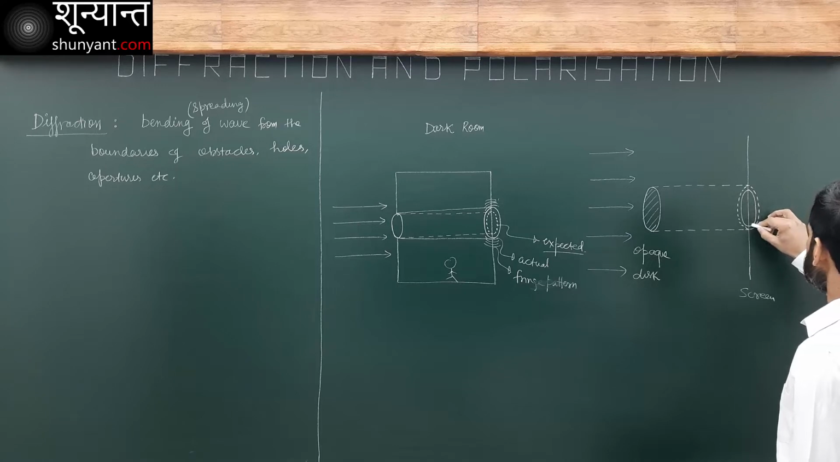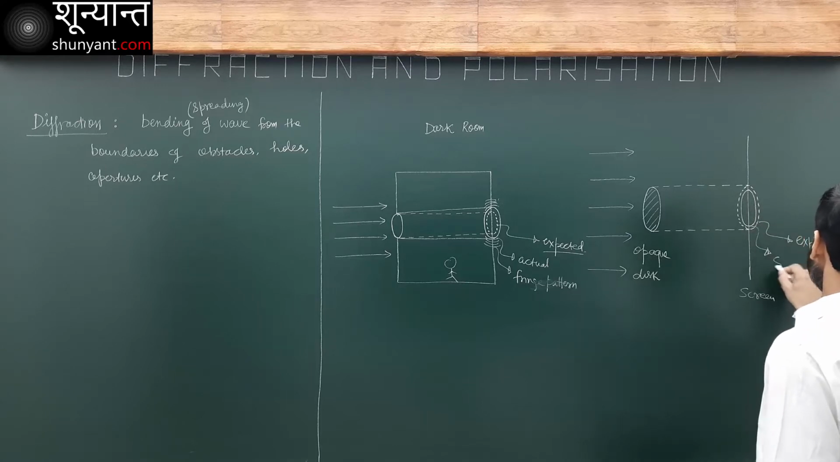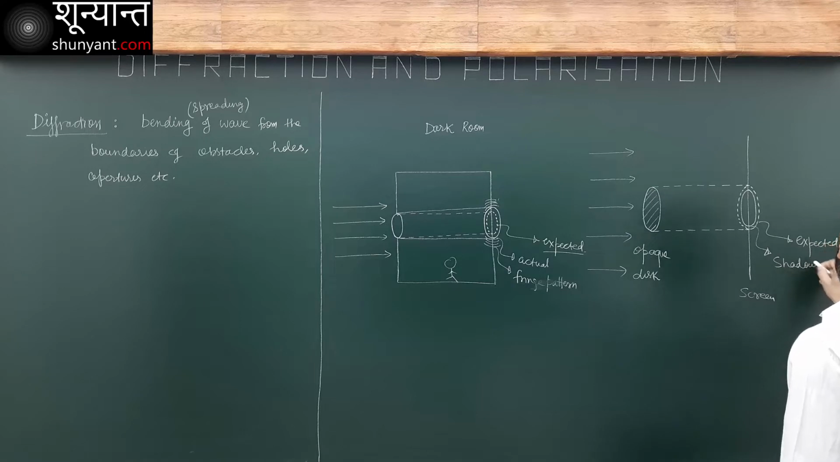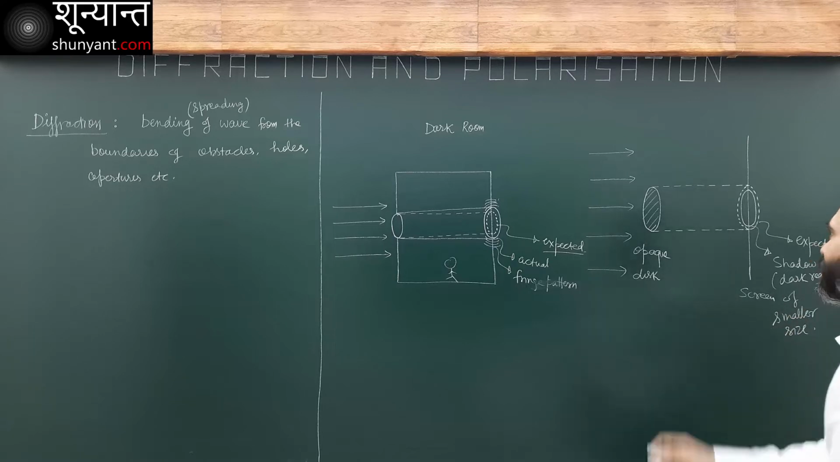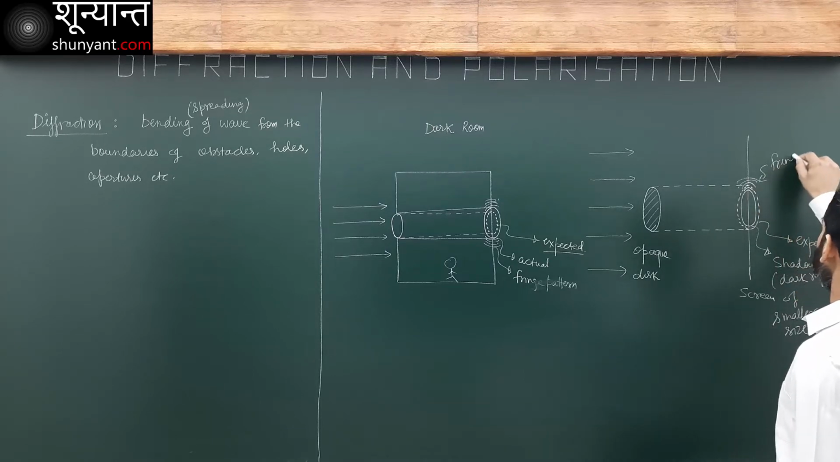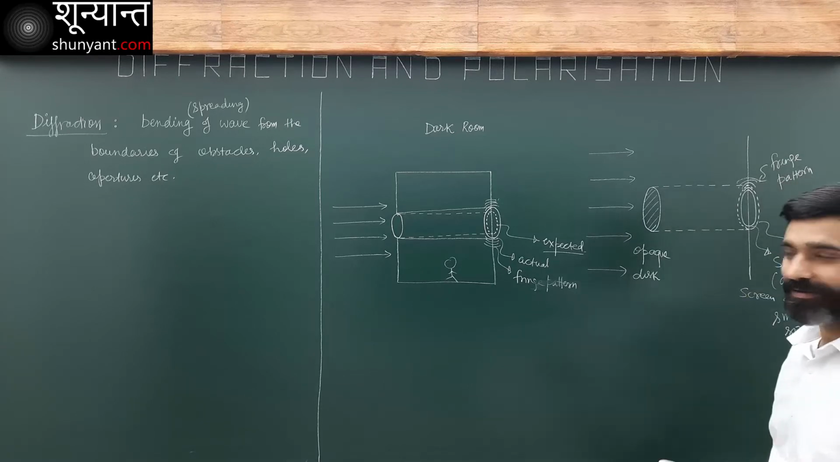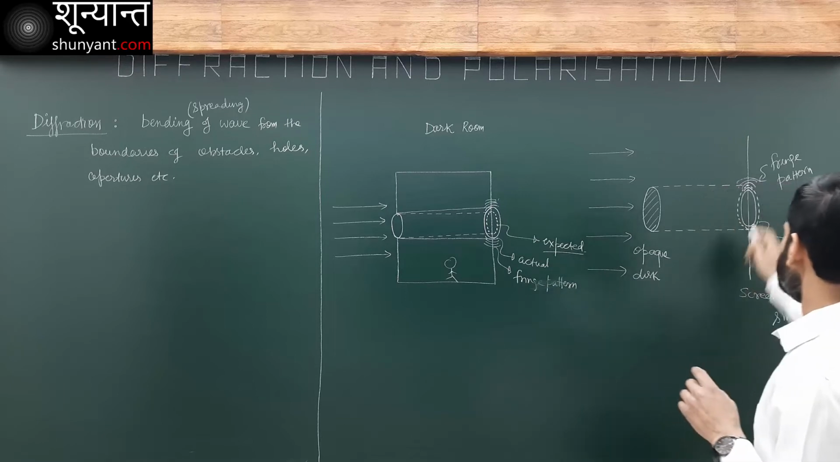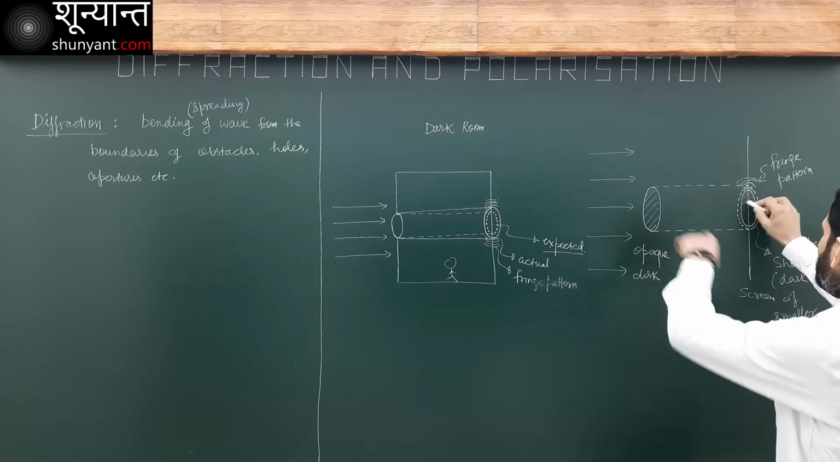This is the shadow, the dark region of smaller size. And not only that, there are fringe patterns around this, similar to the earlier one. So this whole thing is dark.